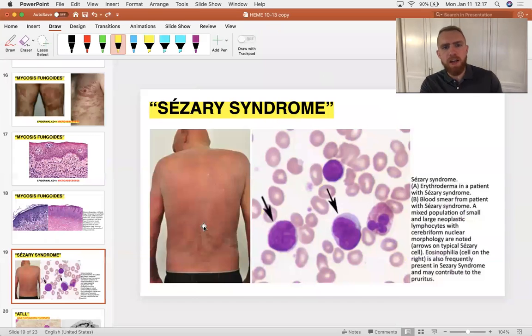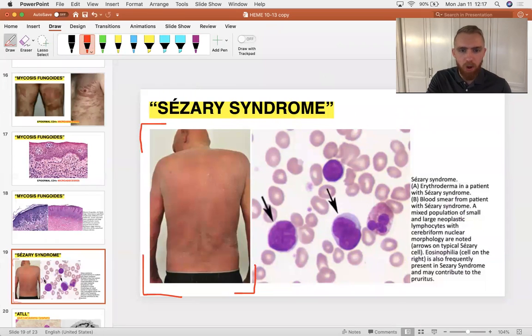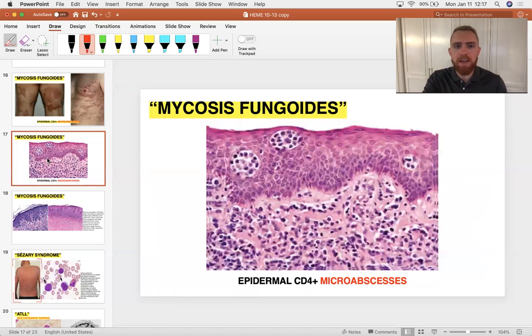So here's Sezary syndrome with an example of that diffuse erythroderma. Red skin covering just about this whole back. And if you look in the bloodstream in a patient with Sezary syndrome, you will find abnormal T cells. Contrast that with mycosis fungoides, in which you see T cells in the skin but not in the bloodstream.